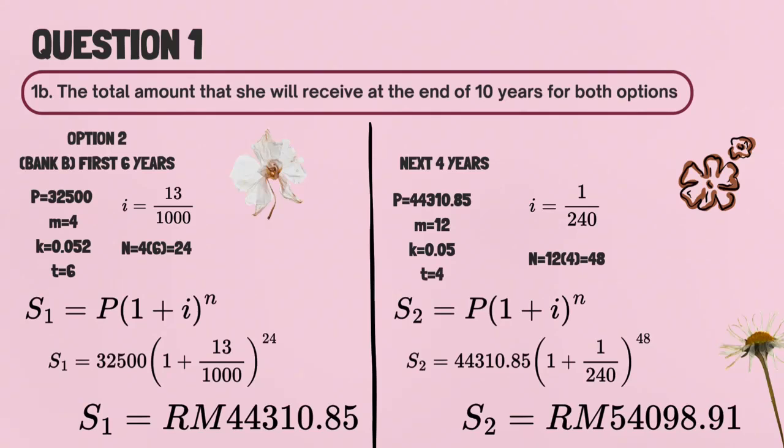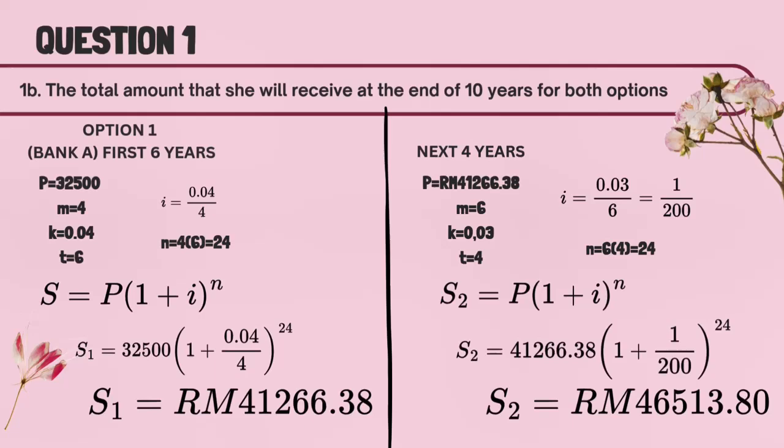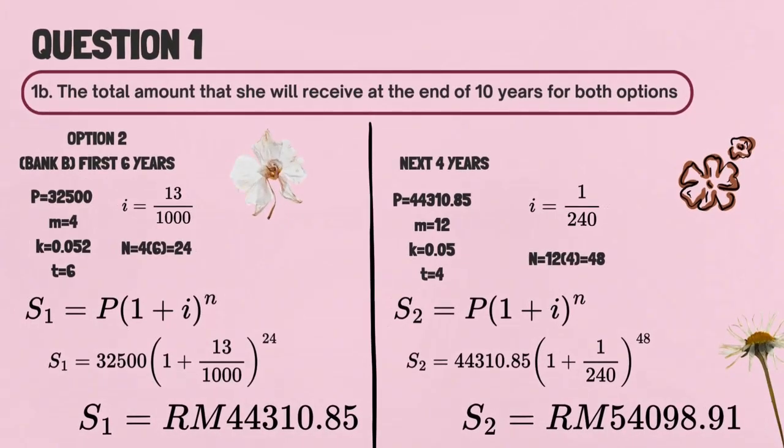For the first 6 years, she will get RM44,310.85. Now carry the value to the next 4 years and substitute it into the formula: 44,310.85 (1 + 1/240)^48, where N equals 48, which gives RM54,098.91. Now that is the final answer for Bank B. For Bank A, she gets RM46,513.80, whereas for Bank B, she gets RM54,098.91. Thank you very much.